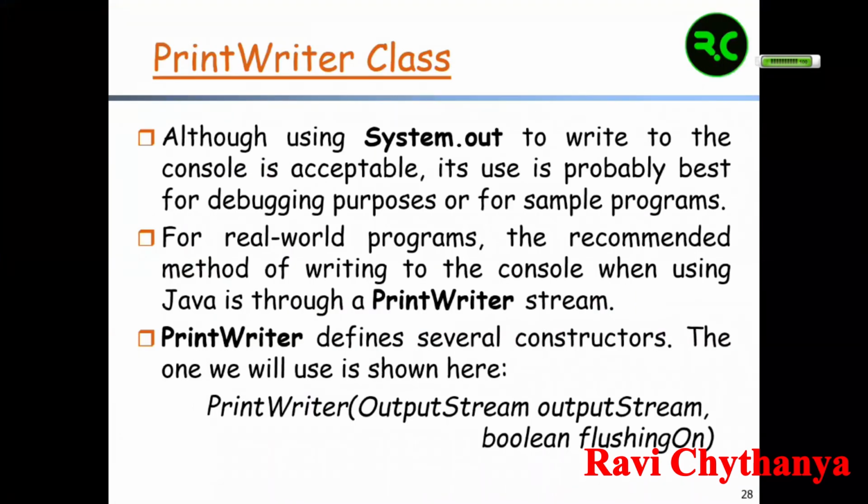Although using System.out to write to the console is acceptable, its use is probably best for debugging purposes or for sample programs. But for real world programs, the recommended method of writing to the console when using Java is a PrintWriter stream. We are writing System.out.println every time in every program. But when we are developing course projects, do we have any System.out.println statements to display onto the frames? No, but I can use the PrintWriter stream to display onto the frame or any other place. Like that I can use the PrintWriter in real world programs.